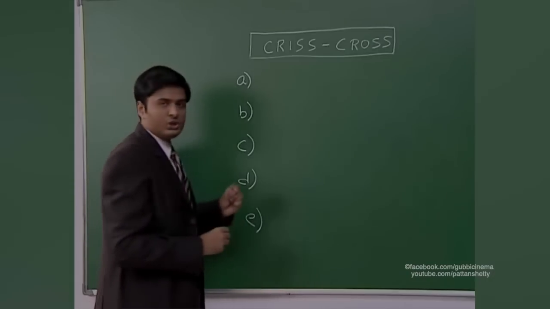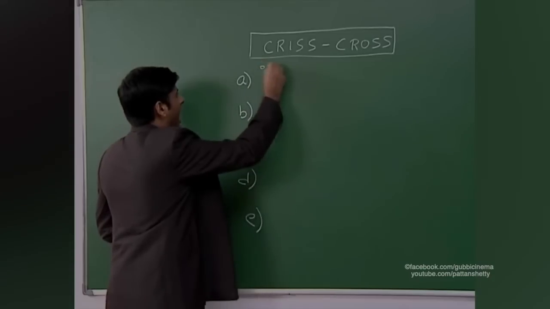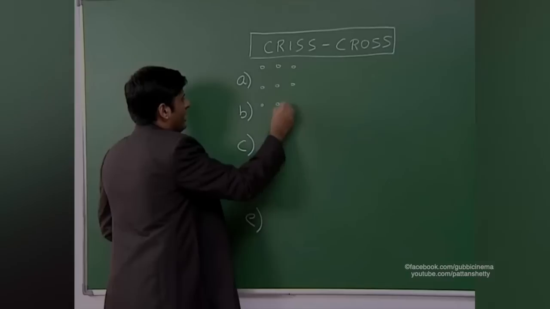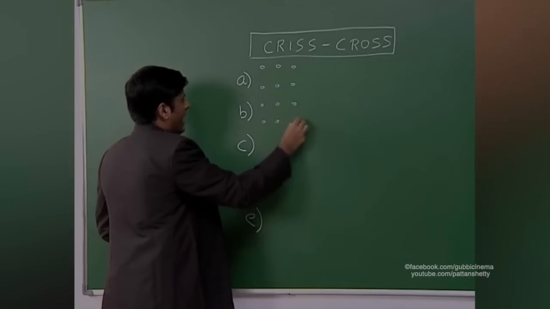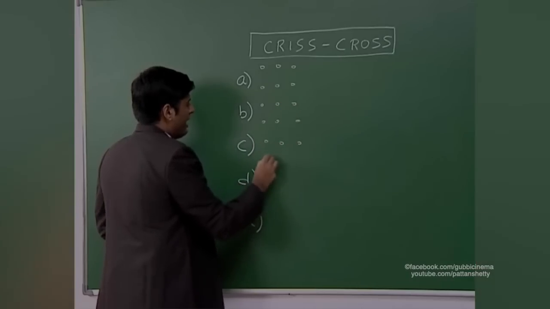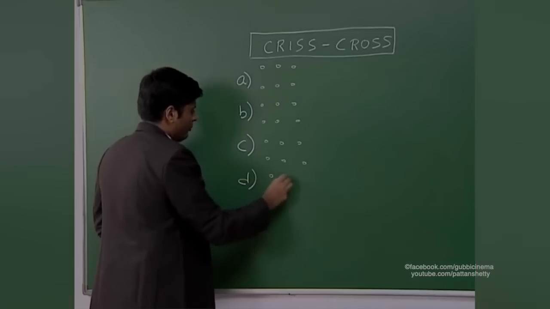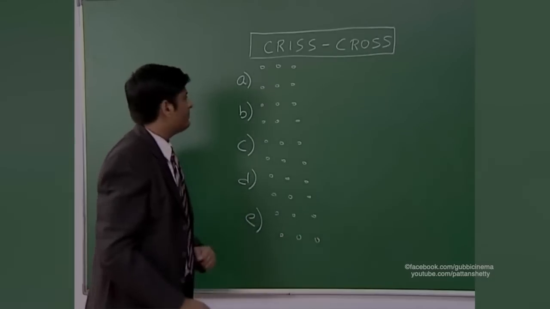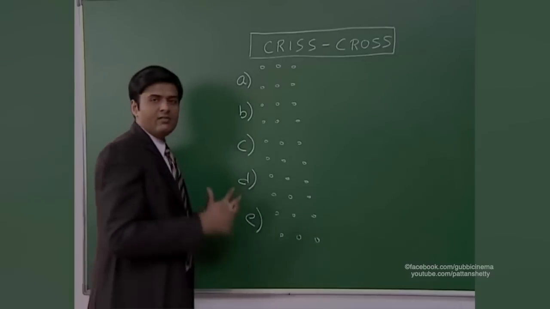So I will put 3 dots above and 3 dots below. So in all the 5 steps, I will put 3 dots above and 3 dots below. And then we will see how we can join these dots, get some design which will help us in finding the answer. So here the design will be like this.